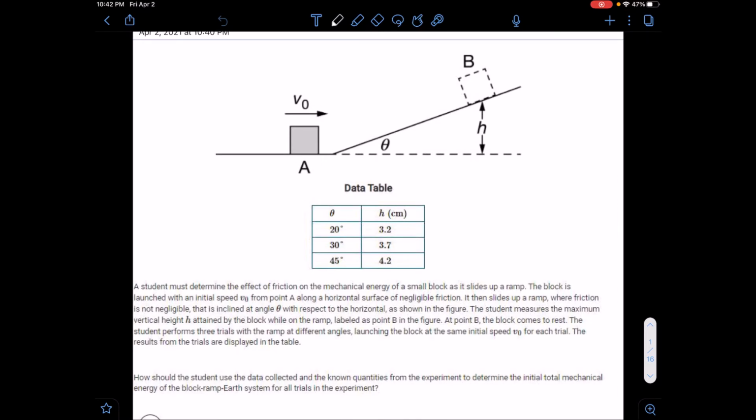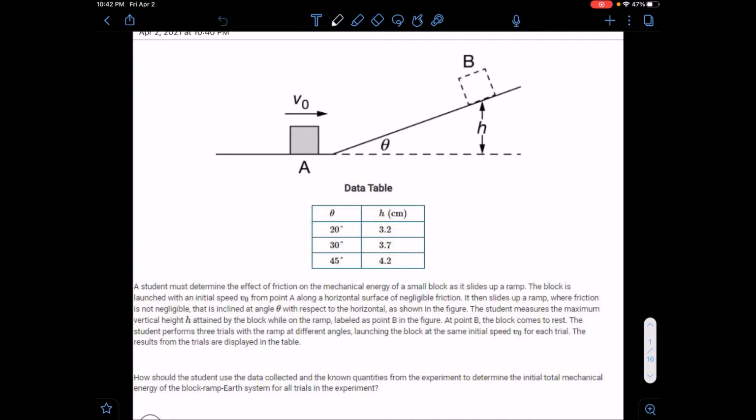A student must determine the effect of friction on the mechanical energy of a small block as it slides up the ramp. The block is launched with an initial speed v initial from point A along a horizontal surface of negligible friction. It then slides up a ramp where friction is not negligible, that is, inclined at angle theta with respect to the horizontal as shown in the figure. The student measures the maximum vertical height h attained by the block while on the ramp, labeled as point B in the figure. At point B, the block comes to rest.